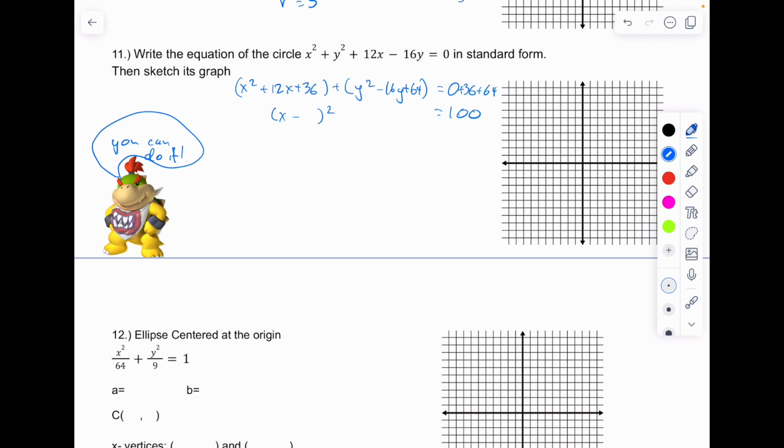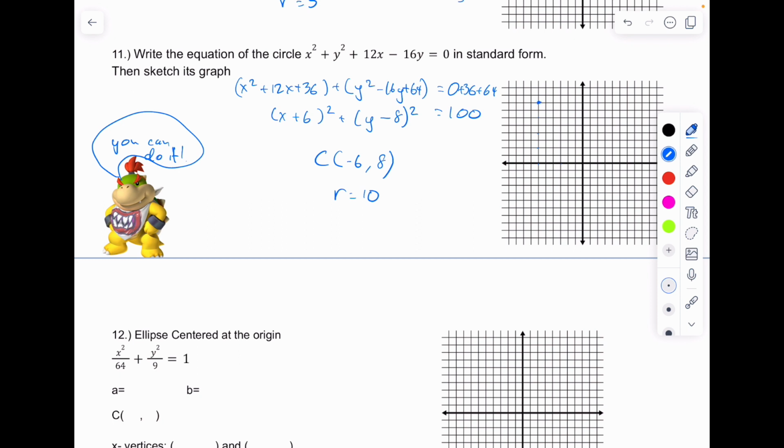(x plus 6) squared. (y minus 8) squared, because remember the sign follows the middle term. So my center is going to be (-6, 8). My radius is 10. Oh, this is a huge circle. Okay. Left 6, up 8. I think that counted, right?